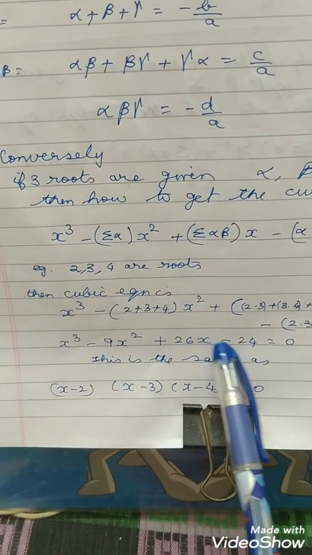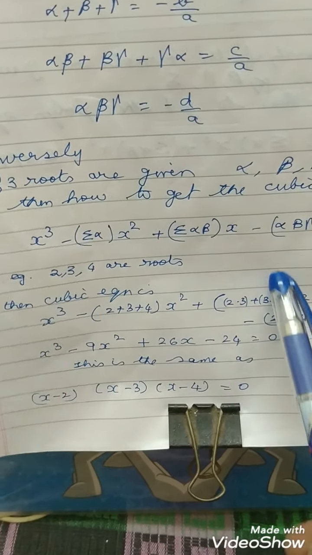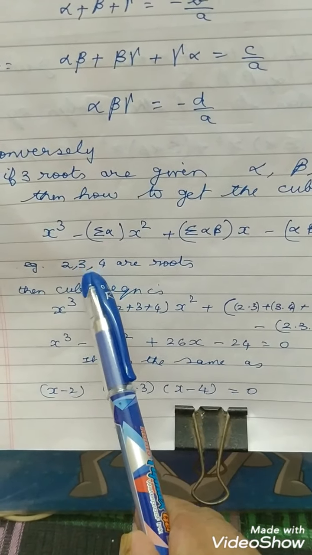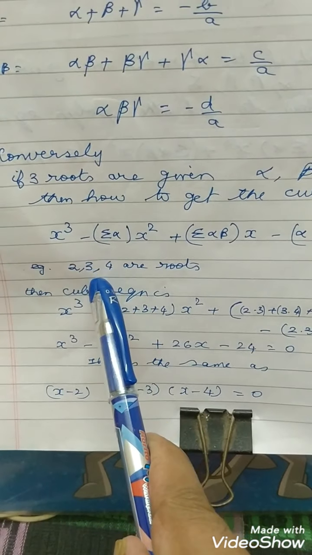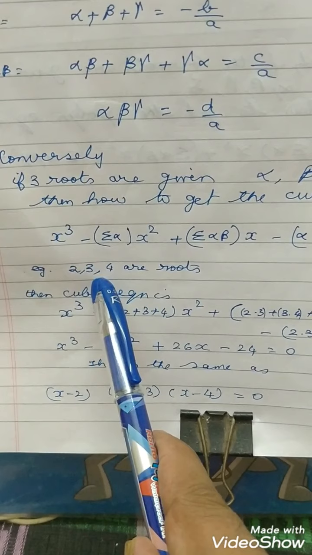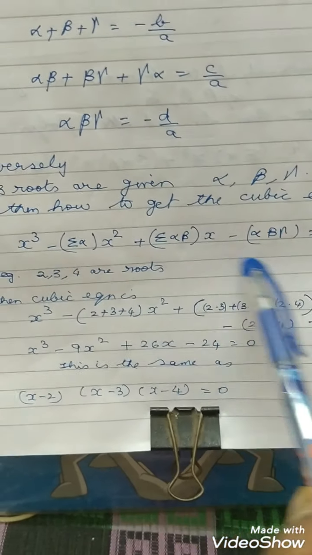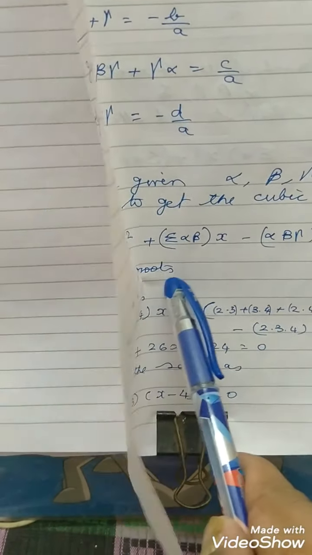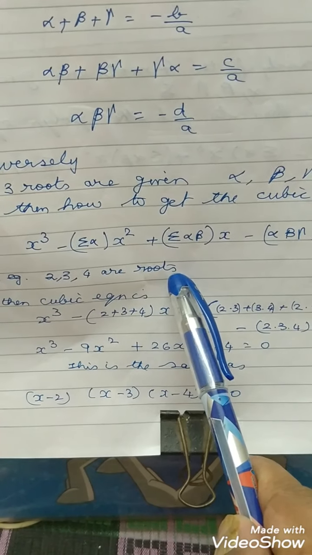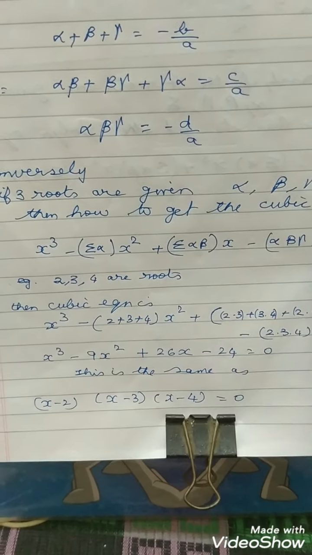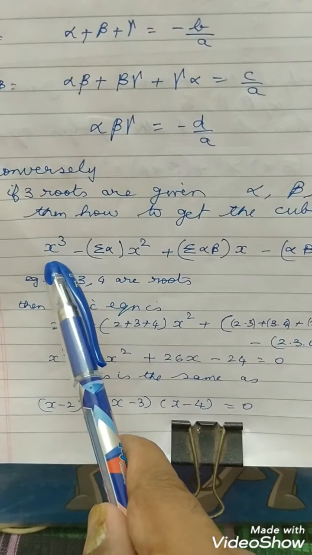This is going to be the cubic equation that you have formed when the three roots are given. Alright, so if the three roots are given, how do you get the cubic equation? This is the formula. If three roots are given, use this formula.